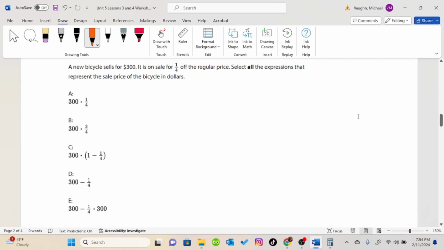A new bicycle sells for $300. It is on sale for 1/4 off the regular price. Select all the expressions that represent the sale price of the bicycle in dollars. So if we look at A, we have the original price times the discount. This gives us the discount, not the sale price.